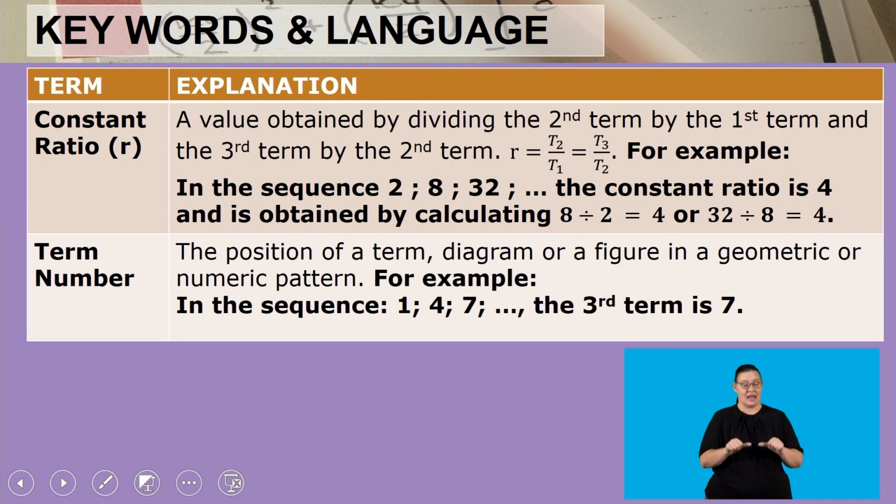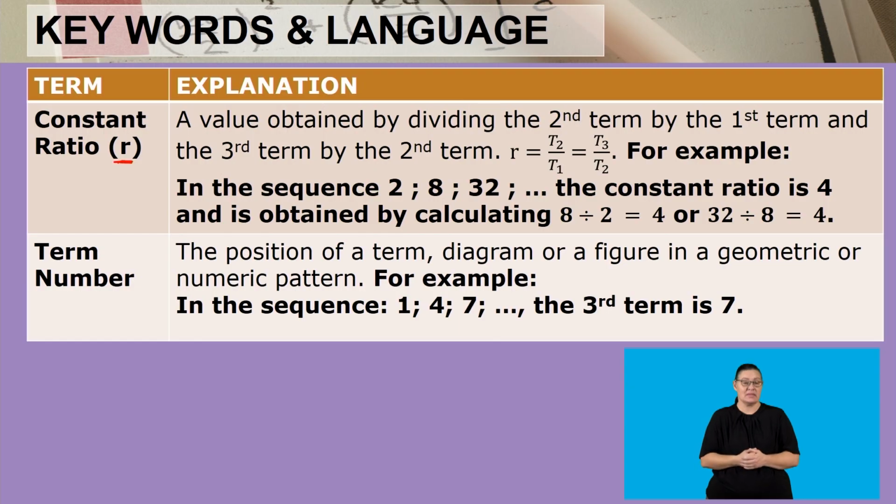Then we have a constant ratio, and that is a value obtained by dividing the second term by the first term and the third term by the second term. That is represented by an R as shown there. And of course, we can just say there that R is equal to the second term divided by the first term, which is also equal to the third term divided by the second term. For example, in the sequence 2, 8 and 32, the constant ratio there is 4 and is obtained by calculating 8 divided by 2, which is 4, or 32 divided by 8, which is also 4.